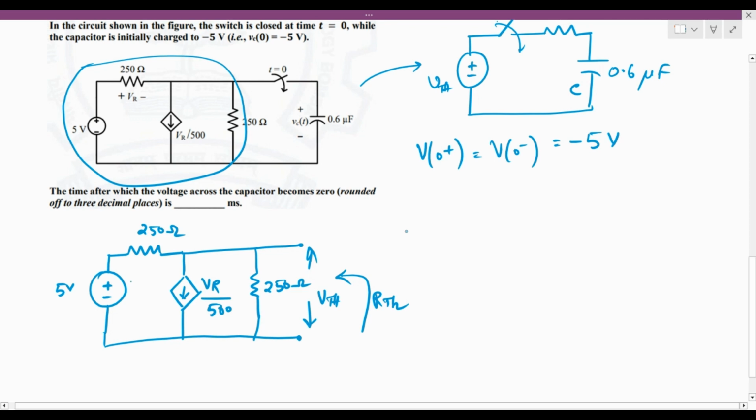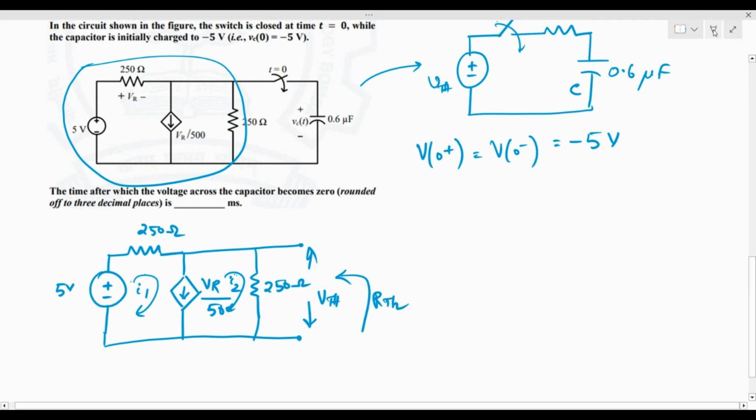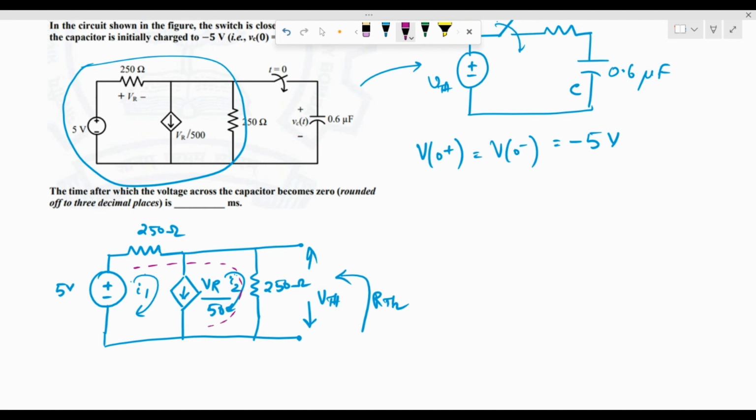Here there are two loops. This is the first one, this is the second one. So you can consider I1 here, you can consider I2 over here. But since there is a dependent current source in the middle, we can consider the super mesh, right? So the concept of super mesh will come into the picture over here. So this is going to be my super mesh. So let's write the KVL equation in that case.